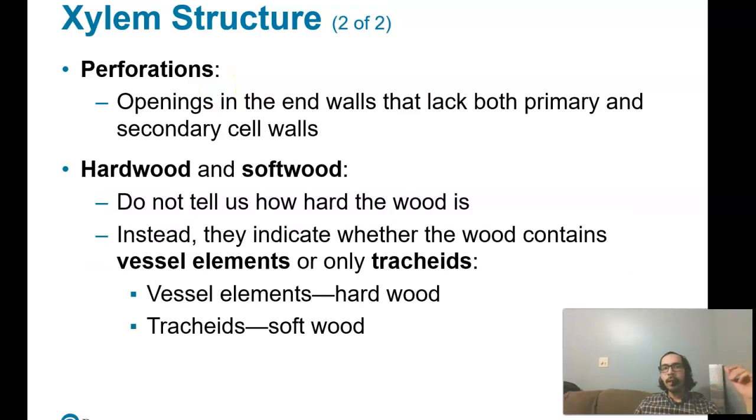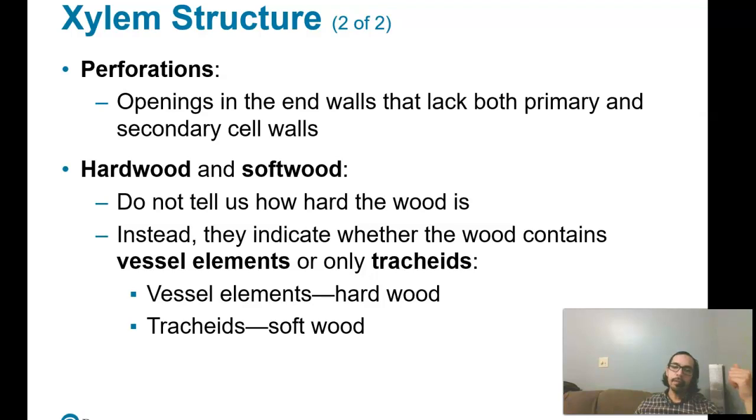Perforations are the openings in the end walls that lack both primary and secondary cell walls. And so when you consider hardwood versus softwood, that's not really telling you how hard the wood is, because both of the woods are going to be hard. But what it's indicating is whether or not the wood contains vessel elements or if it only contains the tracheids. So if it does contain the vessel elements, it's considered hardwood. And if it only contains the tracheids, then it's considered softwood.